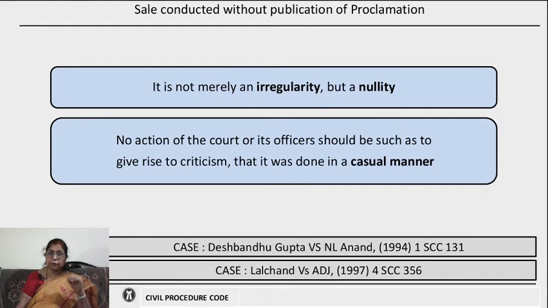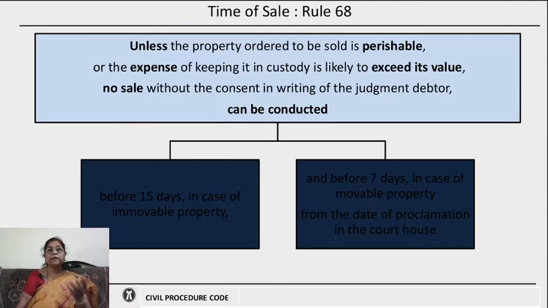That means, where proclamation was done just for namesake, and when the sale was conducted, when the person was conducting the auction, only 4 or 5 people were there and the property was knocked down. In such a case, in Lanchan versus ADJ, the court said that this is not a proper sale, or this is not done by proper publication of the proclamation. Proclamation has to be published in such a manner that it protects the right of the judgment debtor and also of the intended purchaser. So, what is the time of the sale?